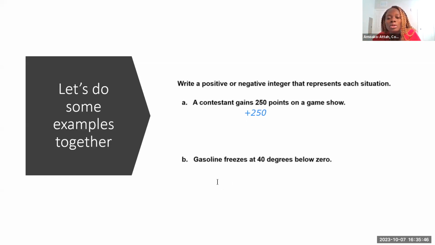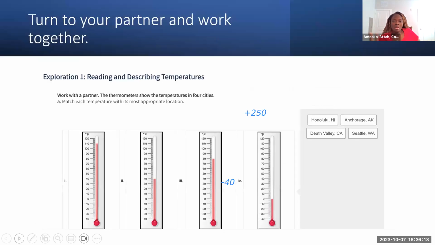So gasoline freezes at 40 degrees below. Below means below 0. And numbers or values below 0 are negative values. So negative 40. Good. Okay, so let's move on.